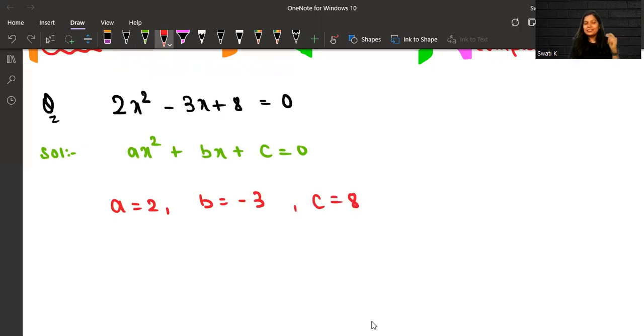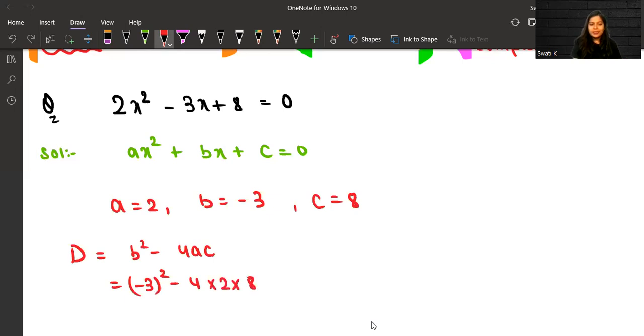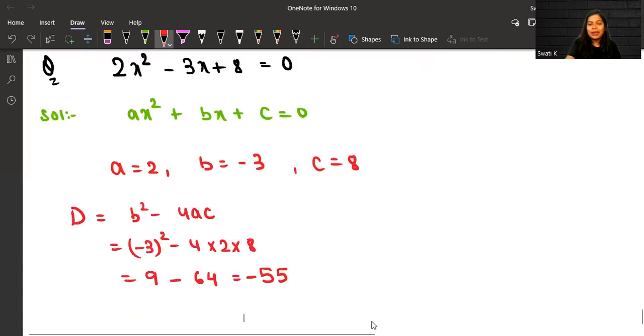Now, directly, let's find out the discriminant. The discriminant formula is b square minus 4ac. b square, that means minus 3 square, minus 4, a is 2 and c is 8. So this will become minus 3 square, that means 9, because minus is plus and 3 square is 9, and minus 4 into 2 into 8, 8 into 8 is 64. Clearly, this is 9 minus 64. That means it is 55. Oh, minus 55, sorry. So it is minus 55.